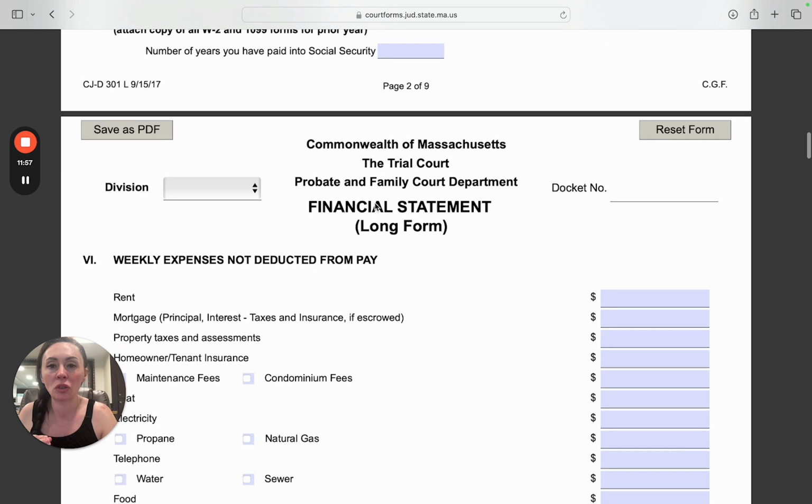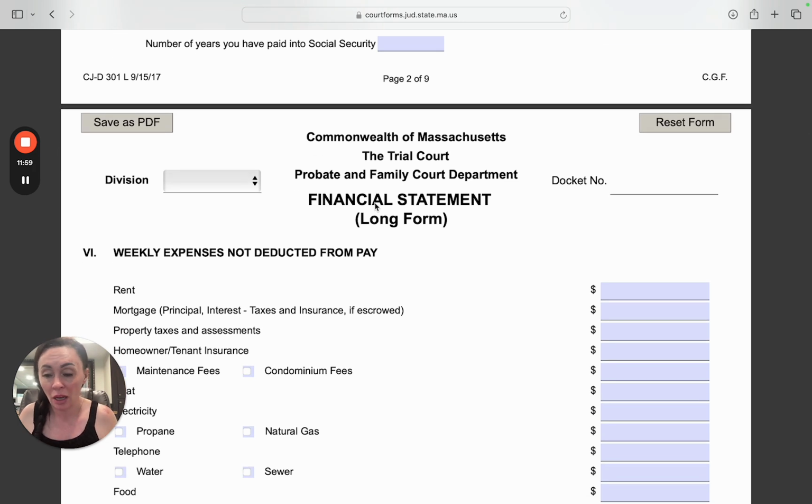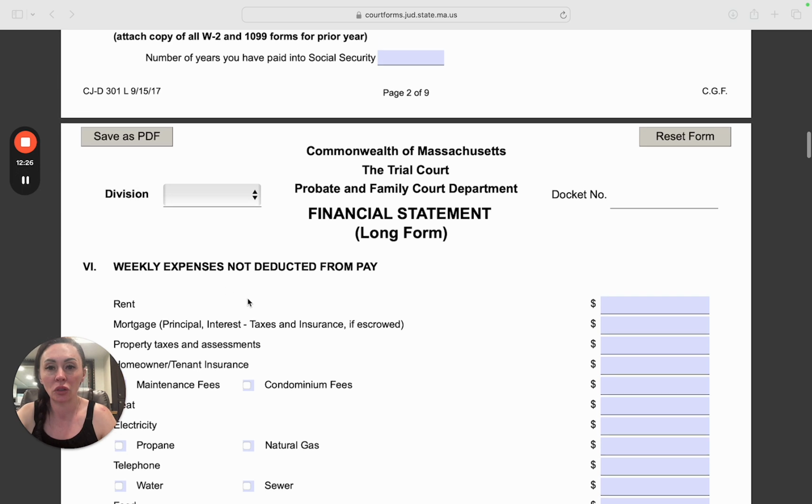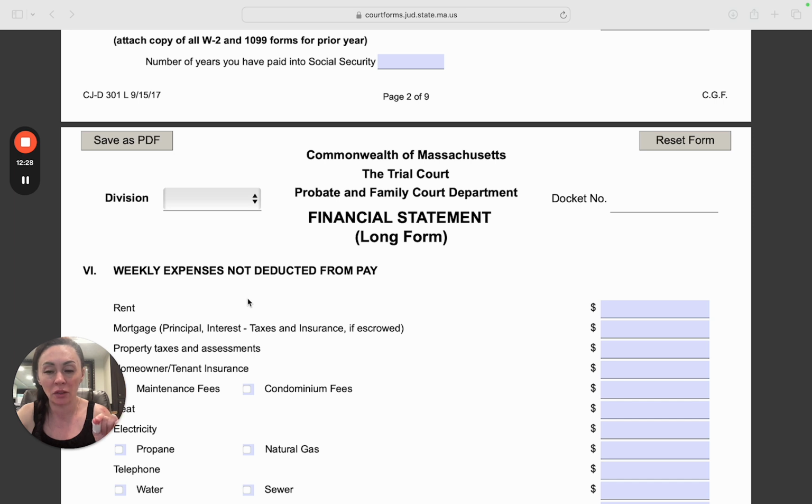Number of years you have paid into Social Security. Most people start working when they're like 14, 15, 16 years old. You're going to need to figure out the number of years that you have paid into Social Security. So if you are 46, you started working when you were 15 years old, 46 minus 15 is 31. So you have paid into Social Security for 31 years.